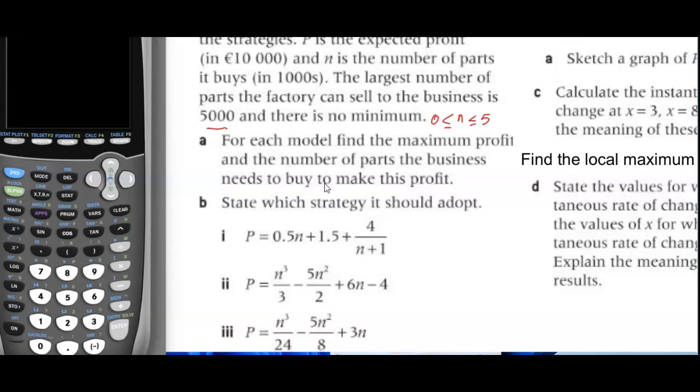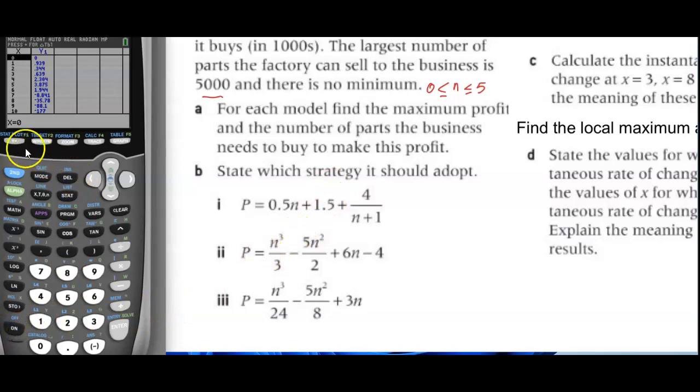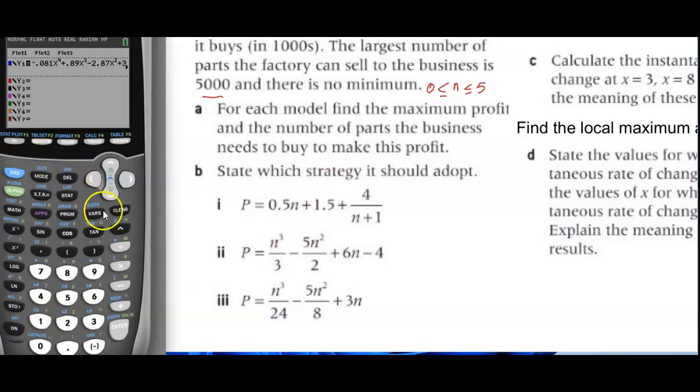So basically, we're just finding the maximum point of each one of these functions. It's not really a business problem. It's just a math problem. It's just a calculator problem, actually. What I'm going to do first is type these into the calculator. Of course, I'm going to replace the n's with x's because there is no n in the calculator.